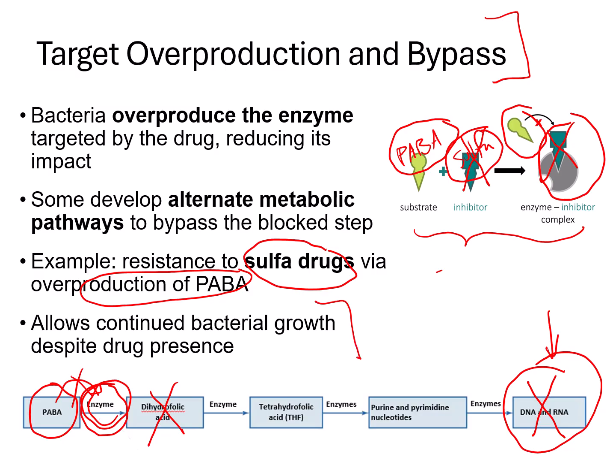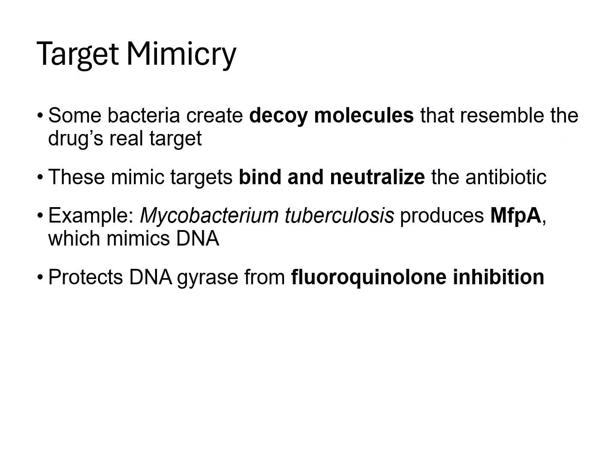So this allows for bacterial growth even though the drug is present. Another type of pretty clever defense mechanism is target mimicry. What happens here is that the bacteria are going to create decoy molecules that resemble the drug's real target. These will bind and neutralize the antibiotic or something similar. One example from our book is Mycobacterium tuberculosis, which creates MFPA.